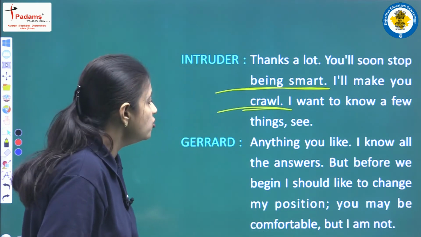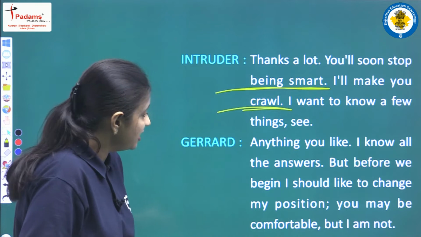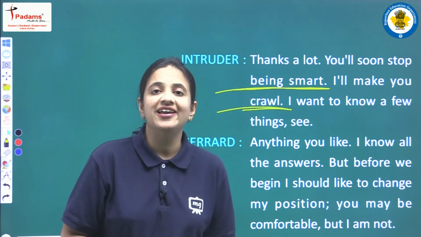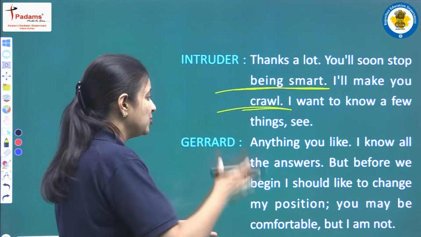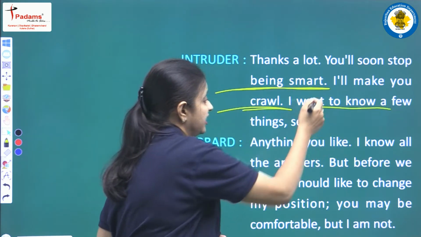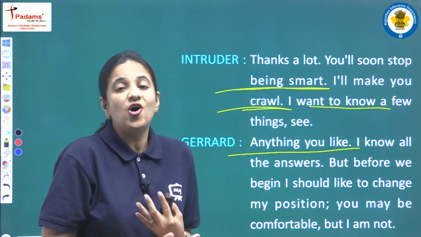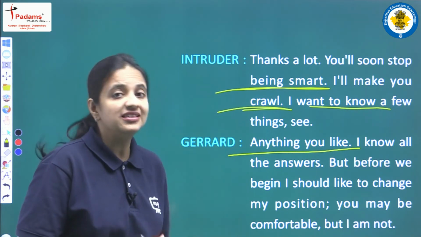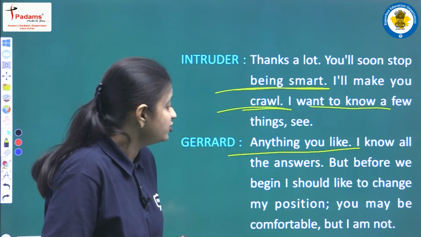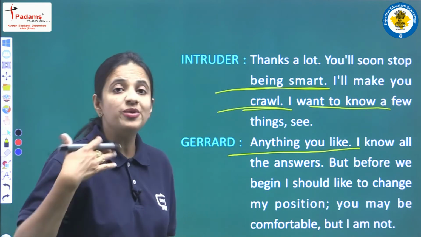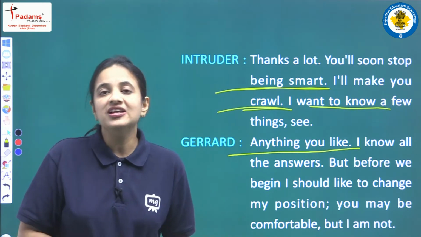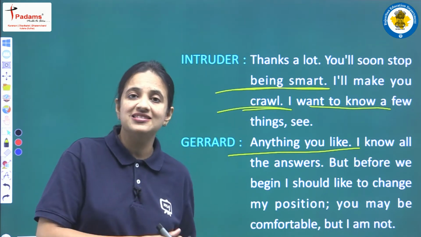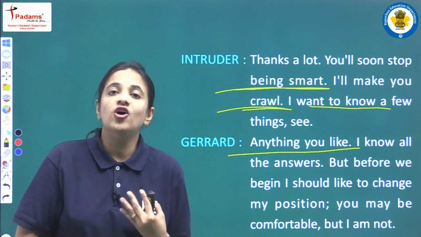Next he is saying, "I know all the answers, but before we begin I should like to change my position. You may be comfortable but I am not." So now Gerald is saying that okay, if you want to know a few things, I am ready to answer all of them because I have all the answers. But before we begin the conversation, I just want to change my position because you may be comfortable but I am not comfortable here. So I want to be comfortable first, then I will give all the answers.